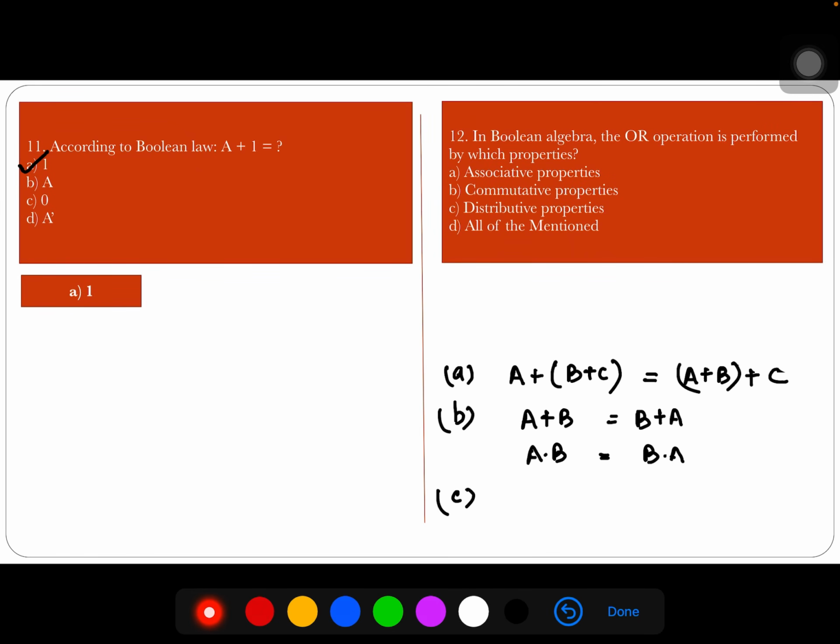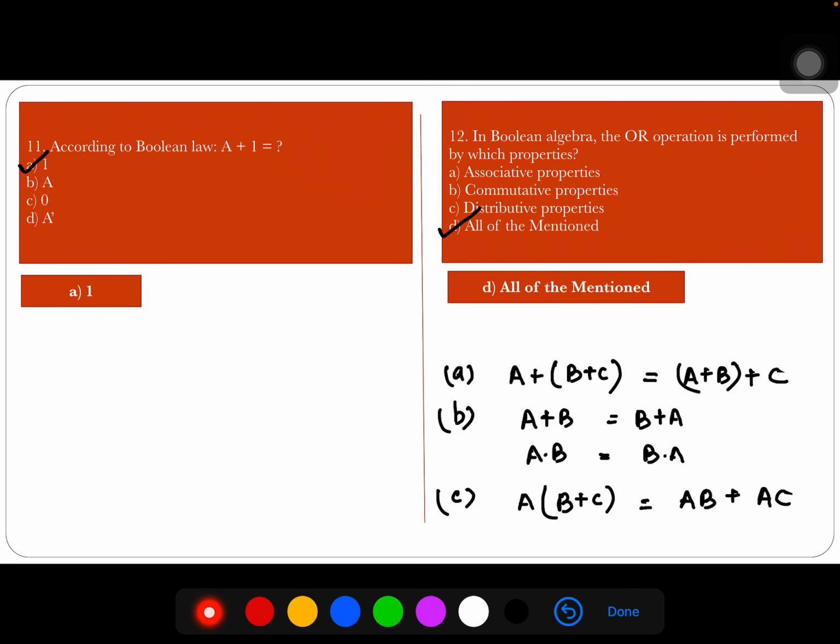And the distributive property is, like you are given this type, so you can open the bracket: ab plus ac. That is also true for the OR operation, or you can say for any operation in Boolean algebra. So basically the OR operation follows all three properties, that is all of the mentioned. So the correct option is D.